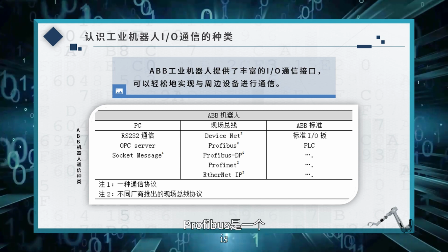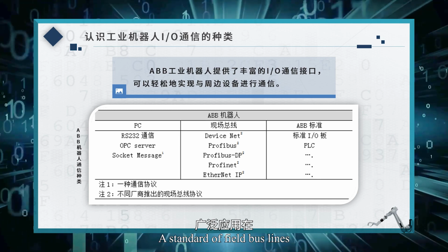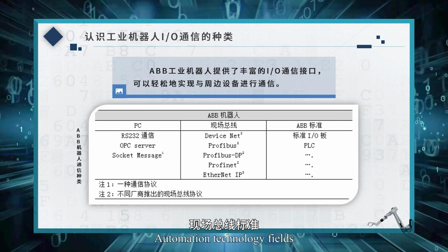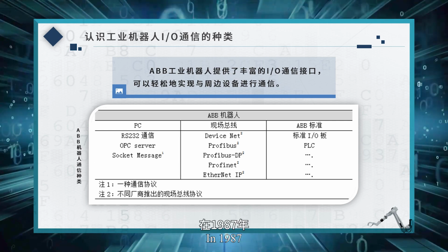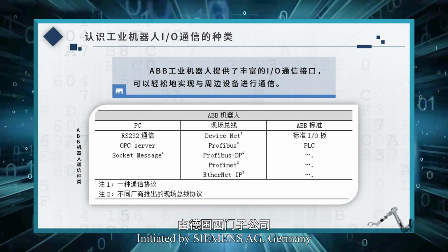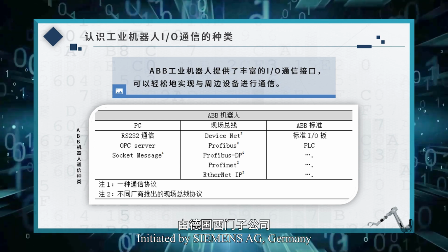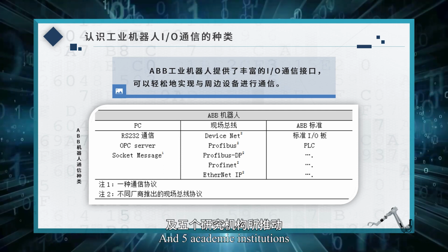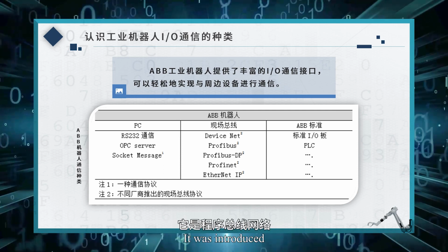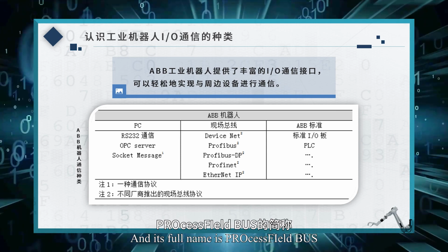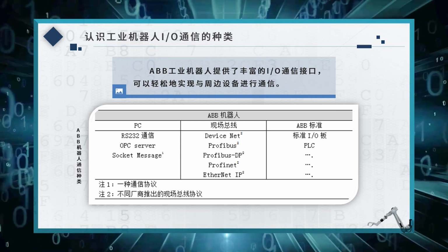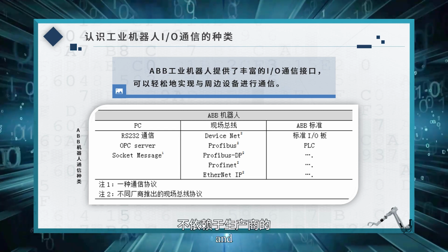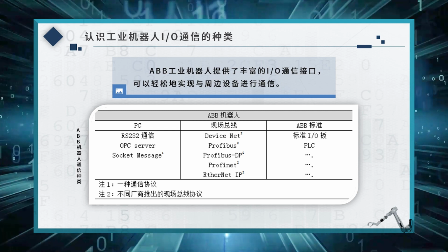Profibus communication is a standard of field bus lines, extensively used in automation technology fields. In 1987, initiated by Siemens AG, Germany, and 13 other companies and 5 academic institutions, it was introduced, and its full name is Process Field Bus. It is a field bus that is international, extensive, and independent from producers.